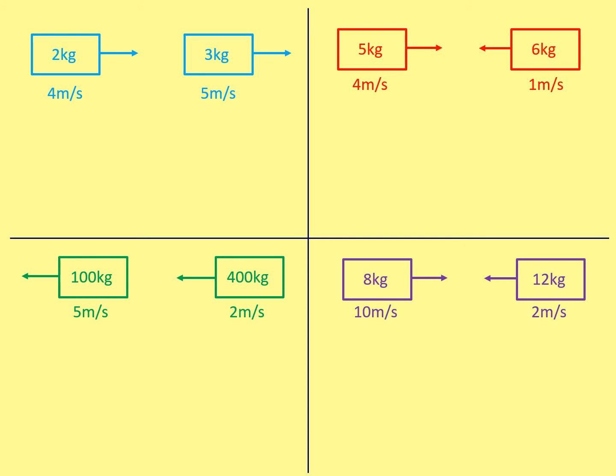What I want you to do now is pause the video and have a go at calculating the momentum of these 4 different systems. I'll put the answers up in a minute. Okay, I'm going to talk my way through this. The total momentum of this system is going to be mass times velocity plus mass times velocity. So therefore the total momentum is going to be 2 times 4, which is 8, plus 3 times 5, which is 15. So the total momentum is going to be 23 kilograms meters per second.